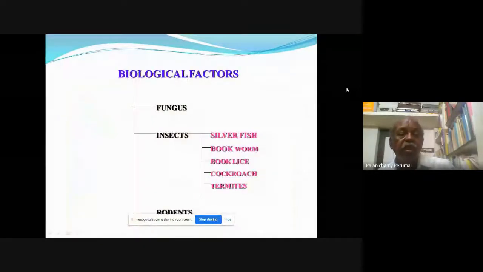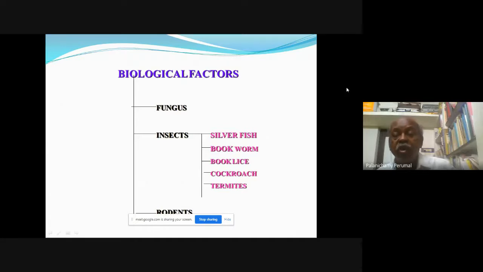The insects include fungus, silverfish, bookworm, book lice, cockroach, termites, and rodents. These are the types of biological factors that will affect our material. Generally, silverfish is a monitoring insect. It won't affect much, but it will affect only gelatin coated paper or photographic paper. And bookworm will affect much.